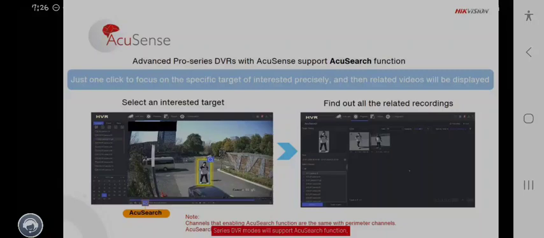The Advanced Pro Series DVR models will support the AccuSearch function, and for products already sold, customers can upgrade the corresponding version of the firmware to support it. Let's see what the AccuSearch function is. When playing back the videos, you just need one click to focus precisely on the specific target of interest, and the DVR will auto-search for all associated video records of that person.